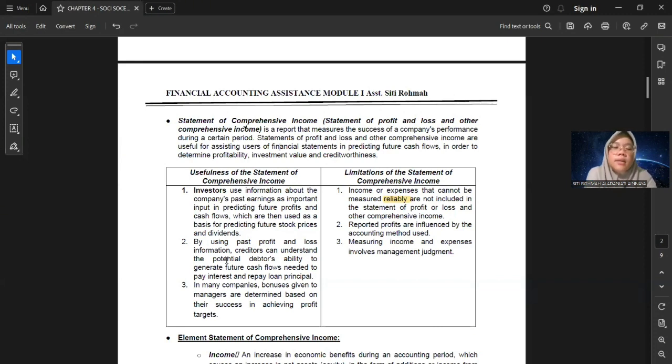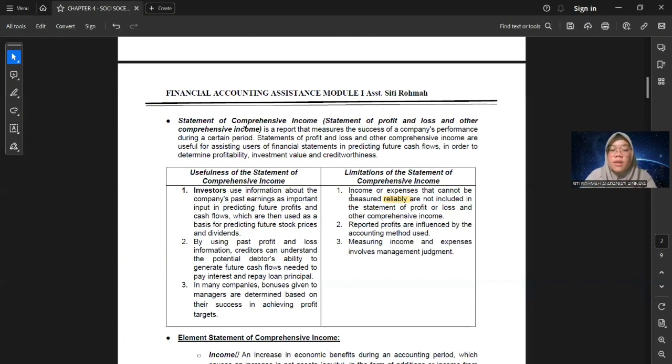And then the last one of usefulness is that in many companies, bonuses given to managers are determined based on their success in achieving profit targets. And then here are the limitations.